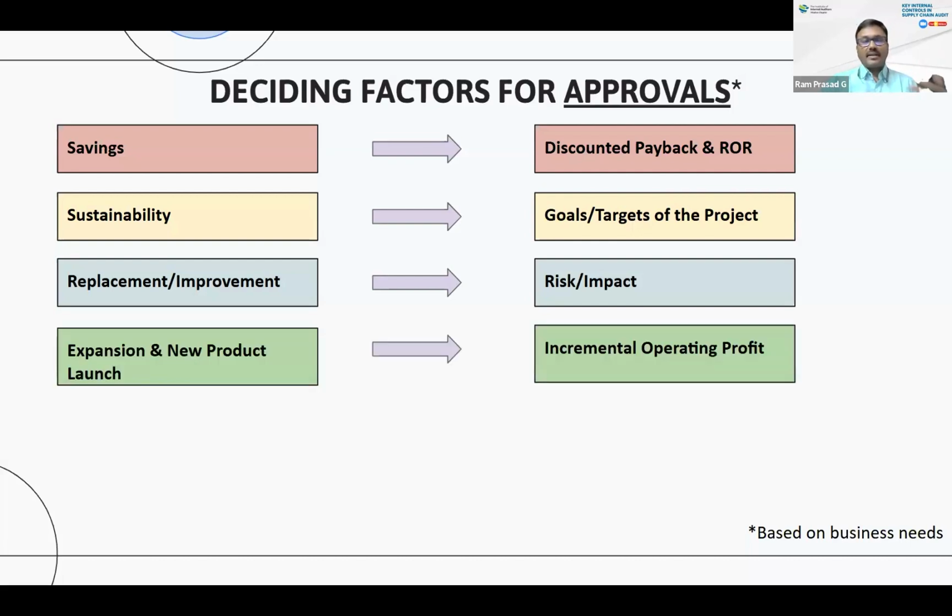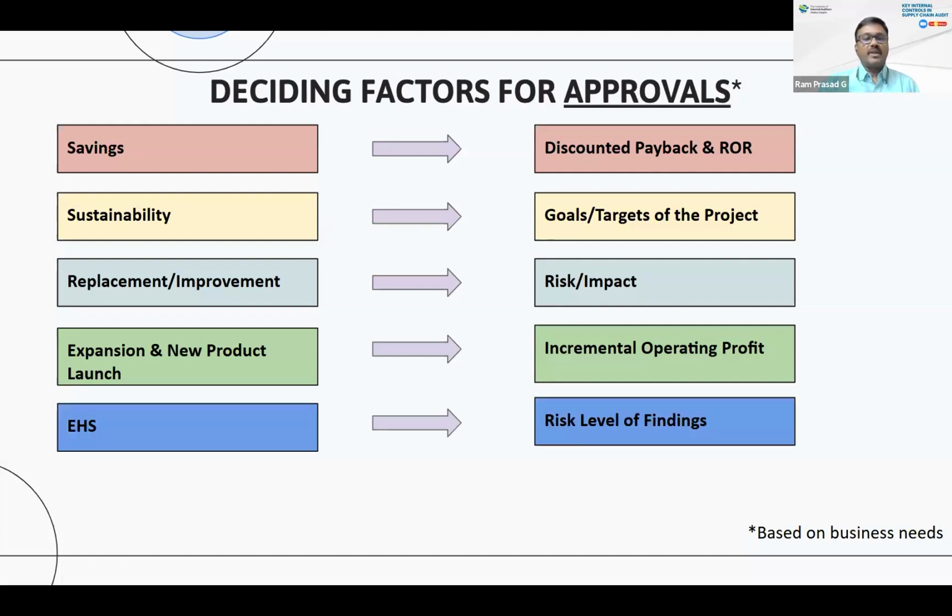In the case of expansion and new product launches, generally we work out the incremental operating profit that this particular project will generate. So we look at, by investing so much, what will be the incremental sales and by which margin, the profitability that this particular project brings in. And if it is going to give us an incremental operating profit, that will be the determinant of going in for expansion projects or any new product launches.